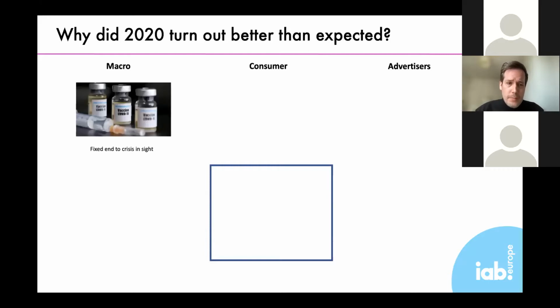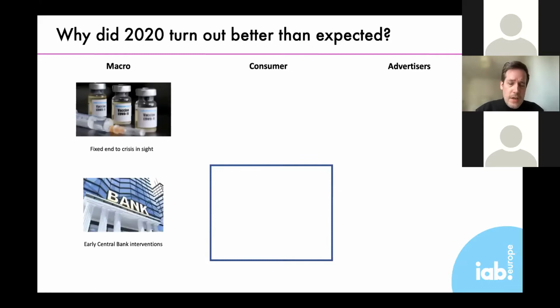So the macro bit is pretty clear. There's a fixed end to the crisis in sight right now with the vaccines. And also we've seen much stronger and earlier intervention by central banks, which meant that in comparison to 2008 and 2009, we have seen consumer households much less affected than in previous recessions. And this has of course meant that expenditure, despite higher savings rates, was going to continue at a higher level than anticipated at the beginning of 2020.